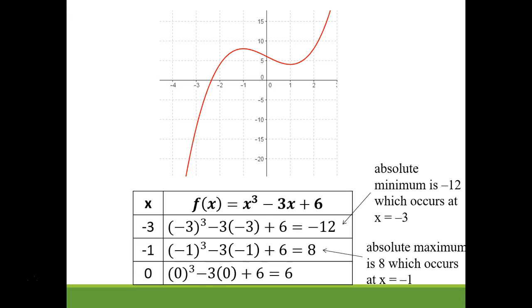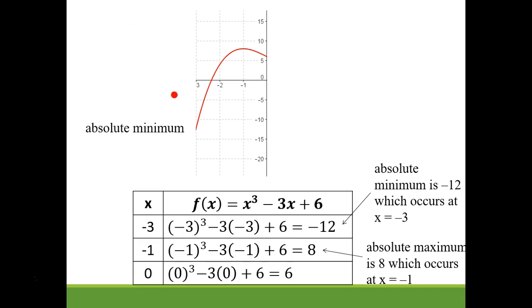Now here's the graph of the function, but remember our domain for the function only went from -3 to 0. So it's as if we're only looking at this part of the graph. What we found was that the absolute minimum value was -12, which occurred where x is -3. So on our graph, this is the point that we're seeing. It's the lowest value on our graph. It has the smallest y coordinate.